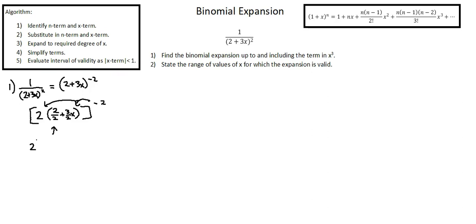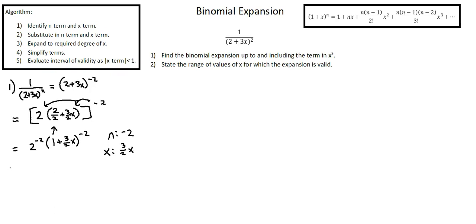I have 2 to the power of negative 2 times (2 divided by 2 is 1, plus 3 over 2 x) to the power of negative 2. And now the binomial is in a format in which we can apply our binomial expansion. Now we'll identify the n term and the x term. Our n term is negative 2, and our x term is 3 over 2 x.